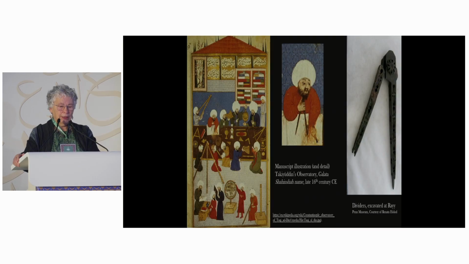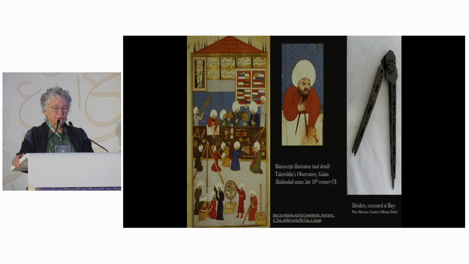Euclidean geometry also underlies the field of astronomy, but it is further developed in Islamic lands. And among the many instruments and equipment used by astronomers, here represented in a manuscript illustration of the Observatory of Taqiyuddin in Galata in the late 16th century, the key instrument for drawing circles is the compass, as you see on the right, or a pair of dividers. The one illustrated dates from the Seljuk period. It was excavated at Rey in Iran, held today in the Penn Museum at the University of Pennsylvania in Philadelphia.